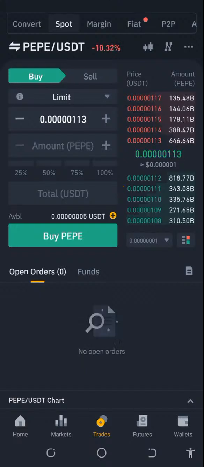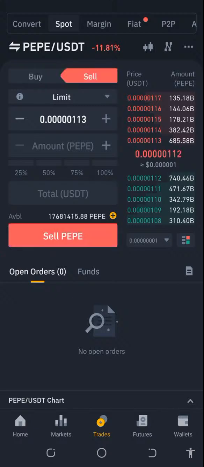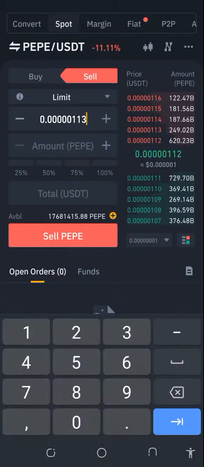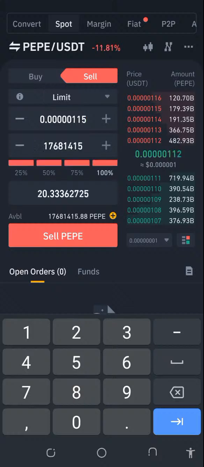And as you can see, it has already bought. So the next thing now is for us to quickly set our sell limit. Okay, for our sell limit, we're going to use 115. So don't forget that what we actually set as our buy limit was 113. So now for our sell limit, we're going to take it to 115. Okay, so for us to do this, we'll just pick up 100%.